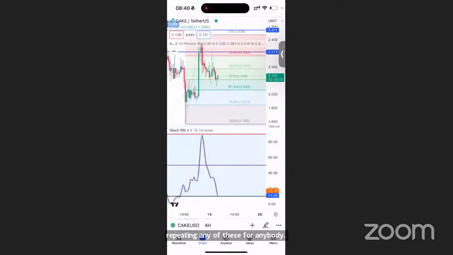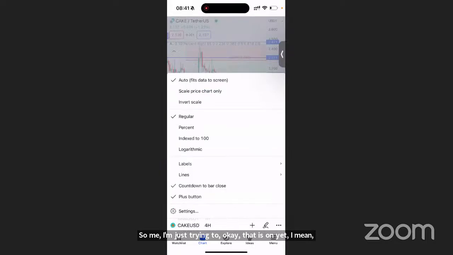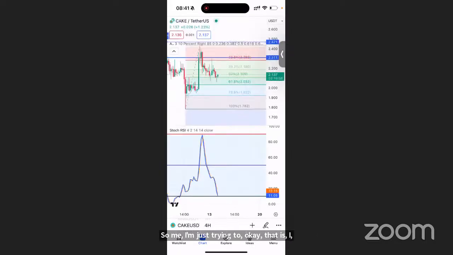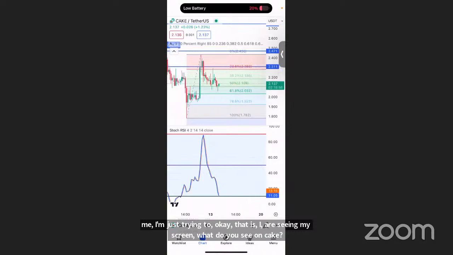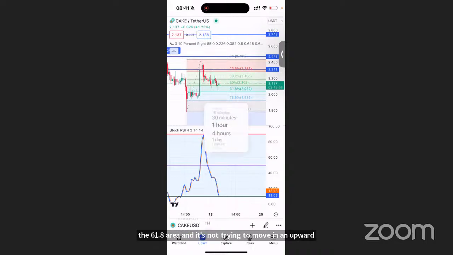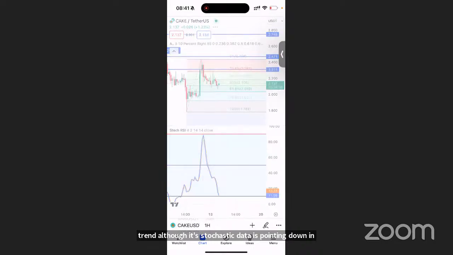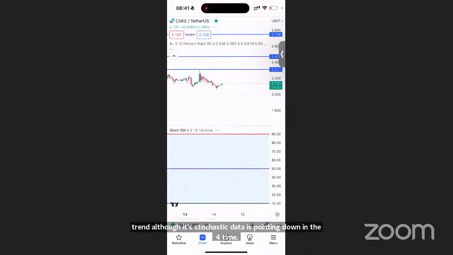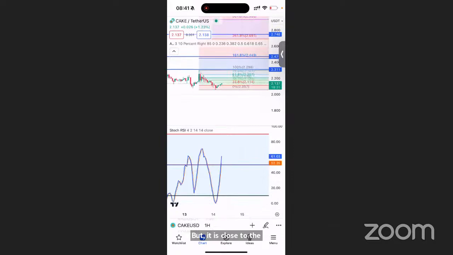Okay. Ladies and gentlemen, those that are seeing my screen, what do you see on Cake? Let me get some answers in the chat. It is seated. The market moved from 100 to 0. It has touched the 61.8 area, and it's now trying to move in an upward trend, although the stochastic RSI is pointing down in the 4-hour time frame, but it is close to the oversold area.